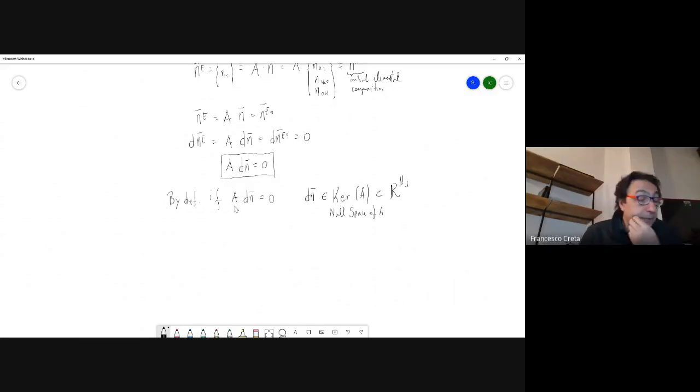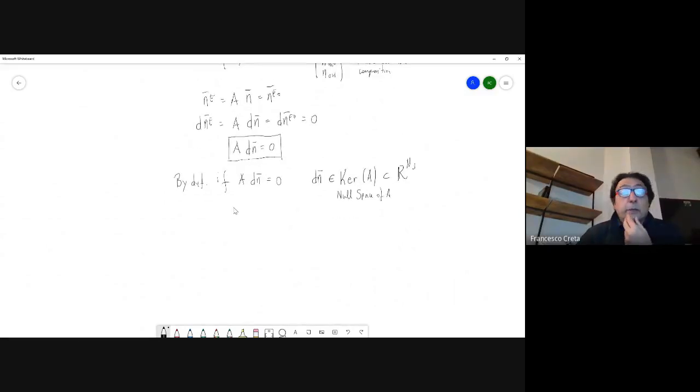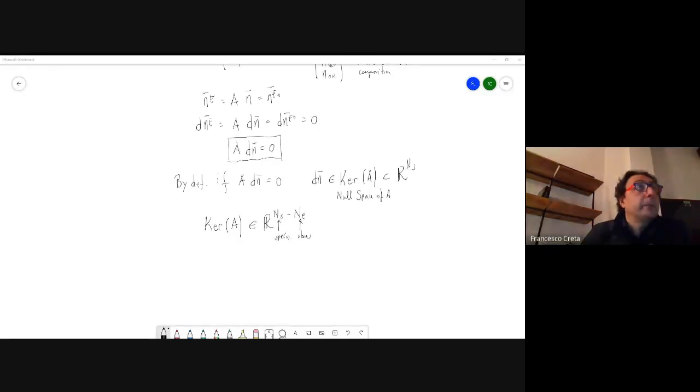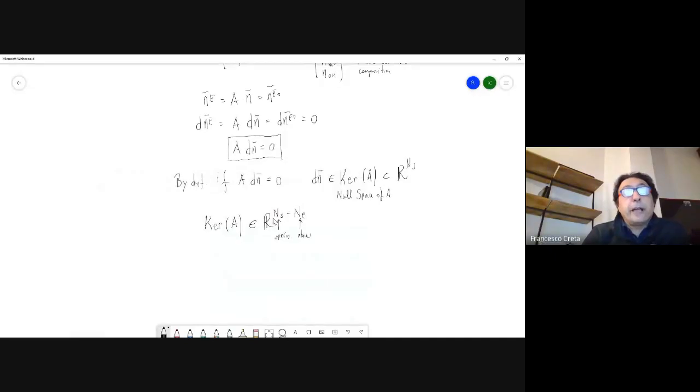Let's be more specific. The kernel of A is essentially a vector space which has dimension ns minus ne. Remember, ns is the number of species, in our case 4, and ne is the number of atoms or elemental species, which was 2. So in our example of hydrogen and oxygen, the kernel of A is R2. So what does that mean? Well, it's a plane in R3. Do you get it?